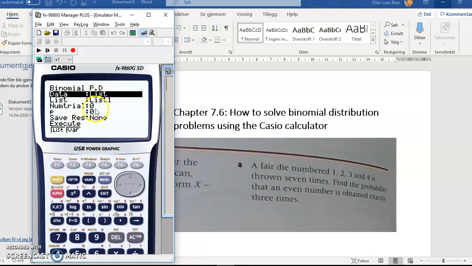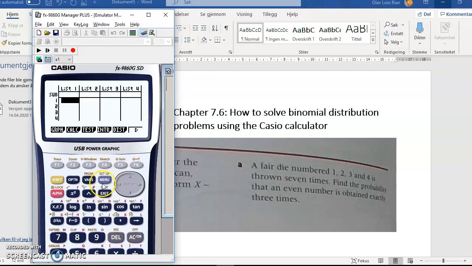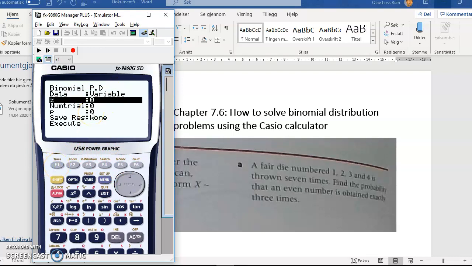The data that we're using is not going to be in a list. It's going to be a random variable. So binomial probability distribution, and variable. And the x, that's the number of times that we're interested in finding the probability for. So that's not 7, this is 3. So we want to find the probability that x equals 3.